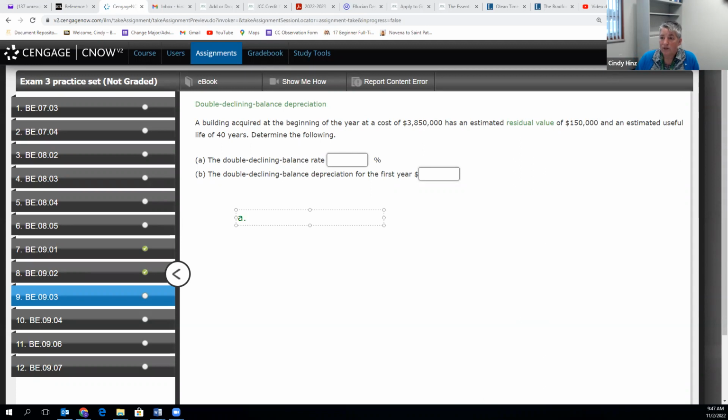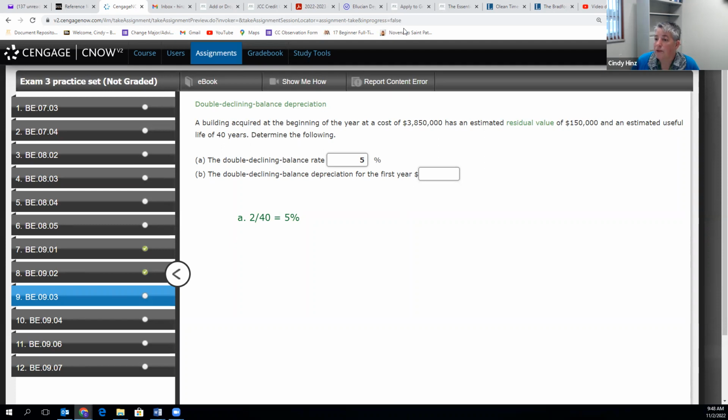And the calculation is very similar to what we did for the straight line method, where we took 1 divided by the useful life. But because this is double declining balance, we're going to take 2 and divide by the useful life. For this exercise, the estimated useful life of this asset is 40 years. So 2 divided by 40 is 5%. Again, to calculate the rate, it's 2 divided by the estimated useful life, and we're expressing it as a percent. So 2 divided by 40 is 5%.